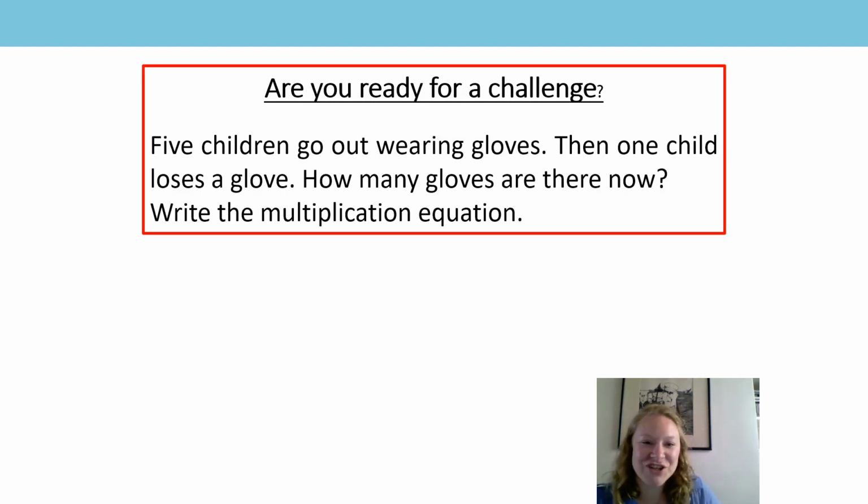Here is an extra challenge for you today. Are you ready for a challenge? 5 children go out wearing gloves. Then 1 child loses a glove. How many gloves are there now? Okay, I want you to write down the multiplication equation and have a think about all the things we've learned and applying what you've learned to this problem.